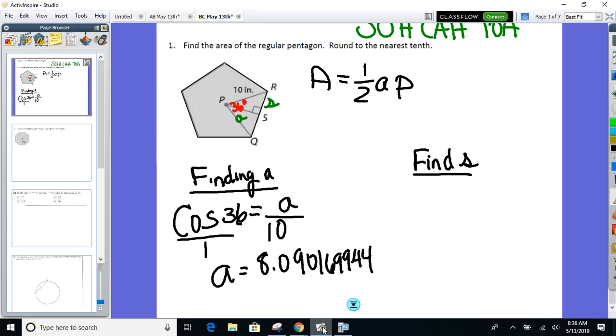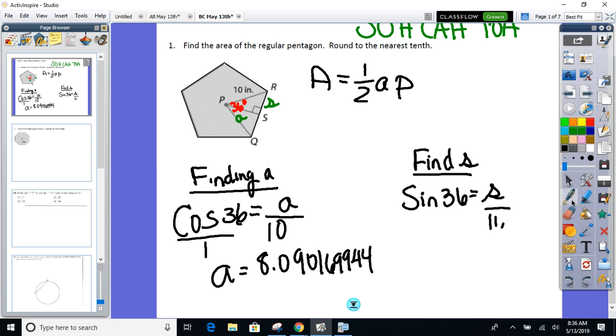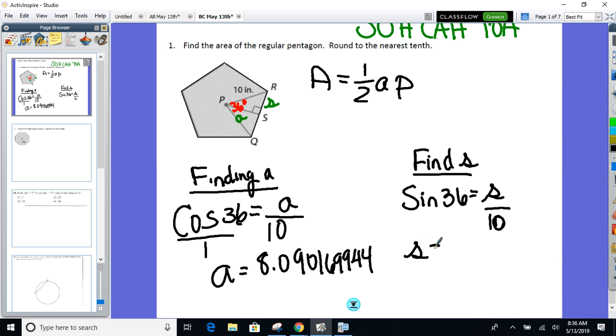So, you're up. With the 36 degrees, what's the 10 still? And what's the side S I need to find? So what do you use with the opposite and hypotenuse? Sine of 36 equals opposite S over hypotenuse 10. And I'm still going to cross multiply. 5.87785252. It's important to remember that is not going into our formula.